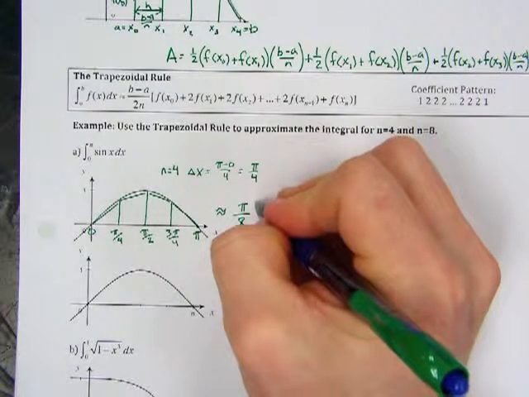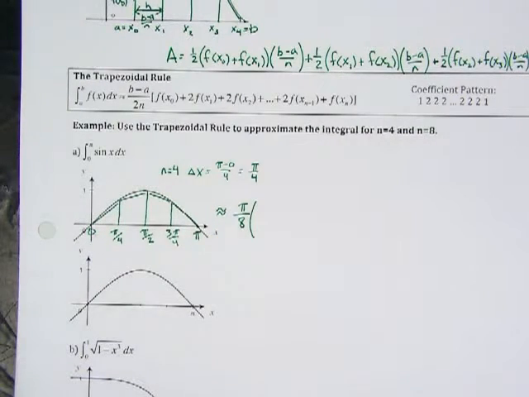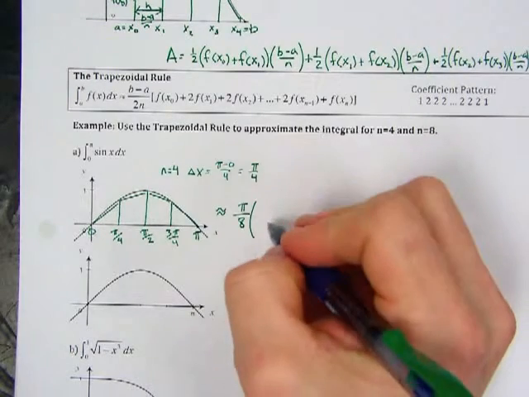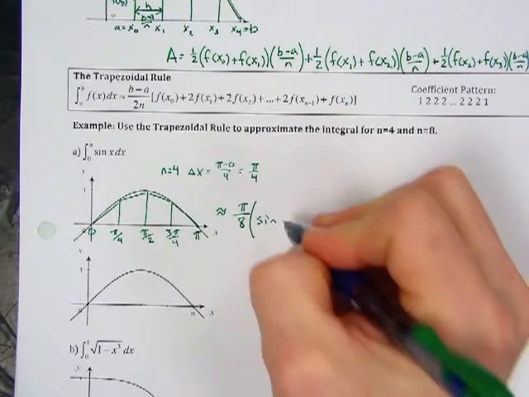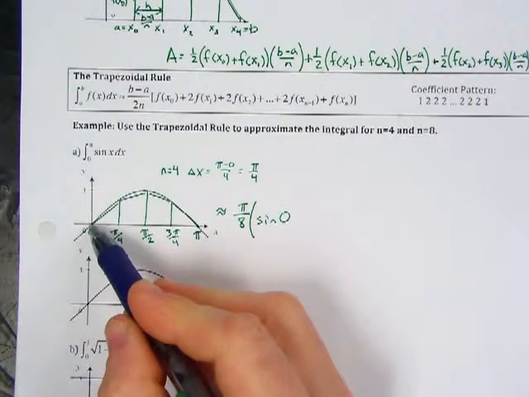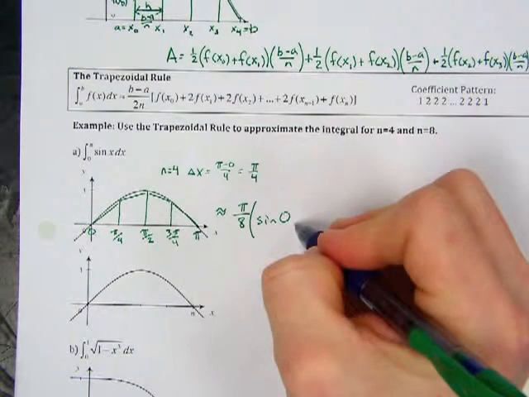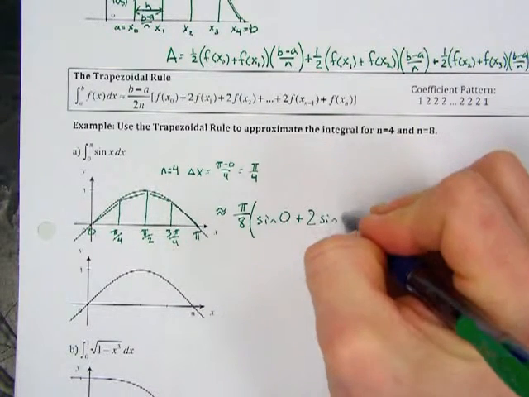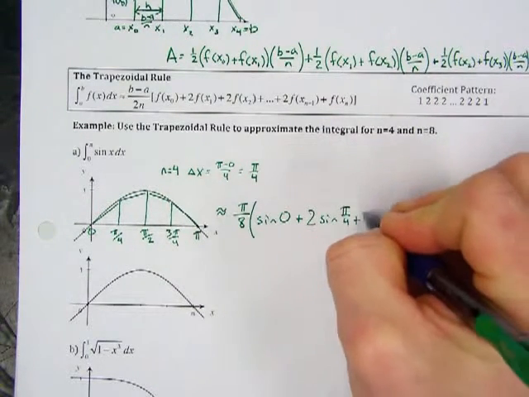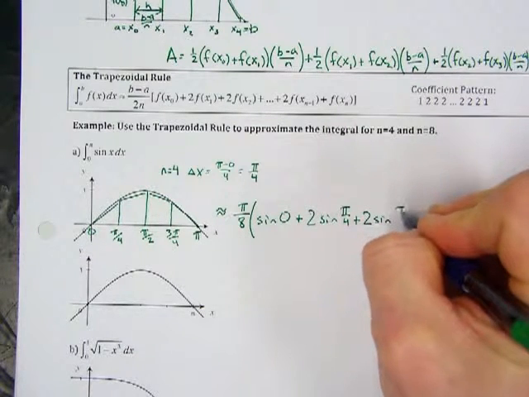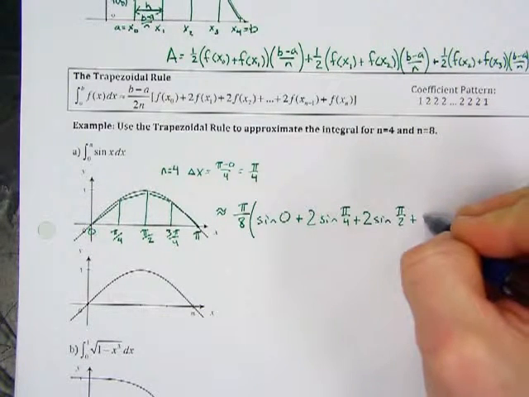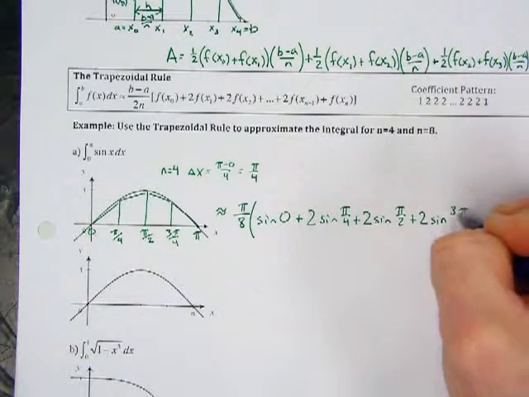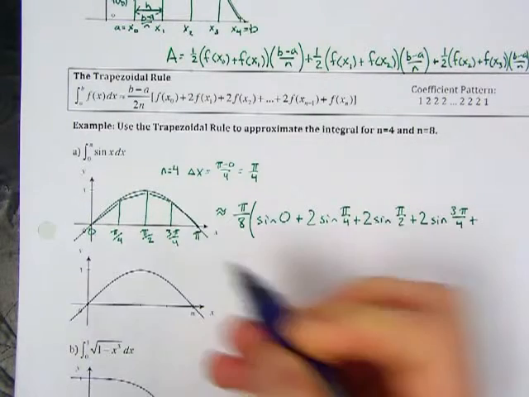Okay, now we just plug in the function with our coefficient pattern here. So it's going to be 1 sine of 0, because that's our first point here, plus 2 sine of pi over 4, plus 2 sine of pi over 2, plus 2 sine of 3 pi over 4, plus, now we're at the end of our interval, so it's just sine pi.